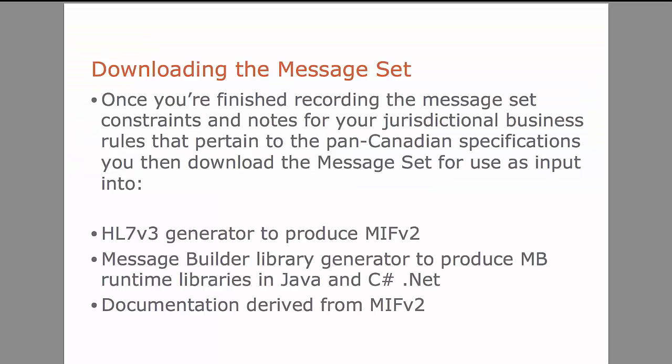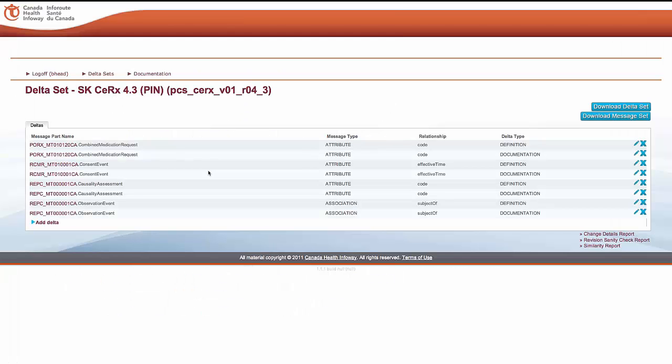Now the last thing you do is download the message set. So once you're finished recording the message set constraints, you're going to download an XML format document that allows you to feed that into the generator to produce the MIF v2, which is then used to produce the libraries and documentation. So in order to do this, there's 2 buttons.